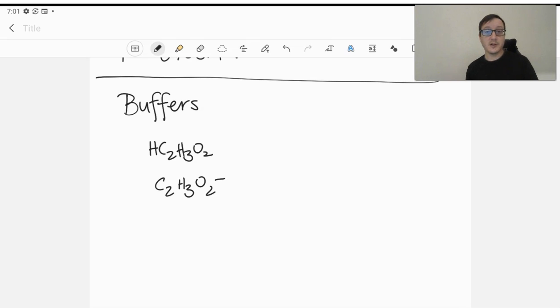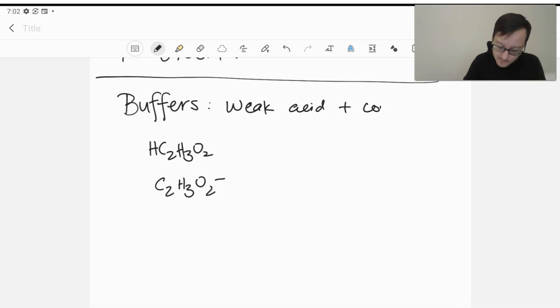In this section, we'll learn about buffers, which are a special type of solution that contains a weak acid plus its conjugate base. We'll have both of them present in solution, and so we will have a common ion. The conjugate base will be your common ion, whatever it is. If it's, for example, acetate, that's going to disrupt your equilibrium.